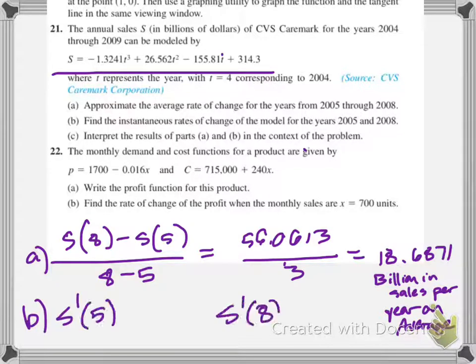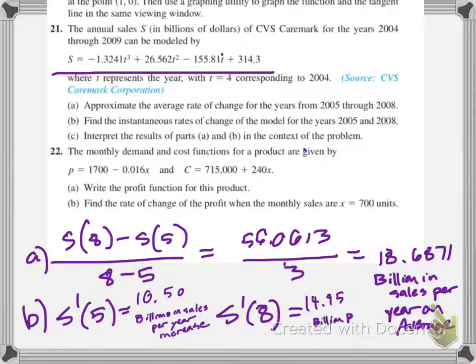The next piece says find the instantaneous rate of change. That's where derivative calculus comes in. A derivative at a moment, slope of the tangent line, those are the synonyms for that. The s prime of 5 and s prime of 8, if I actually just give you the values right now, and I'll show you how I get them next, they are 10.5 and 14.95 respectively, billions of dollars per year. So they are the same unit as the average rate of change, but they're at a specific moment in time. And notice the average is higher than the two rates at the end points. That means somewhere in between those years, we had some pretty high rates of change that would have had to contribute to this average of 18.6.